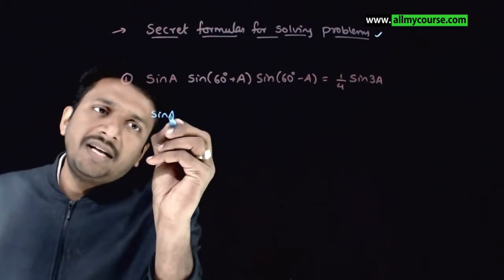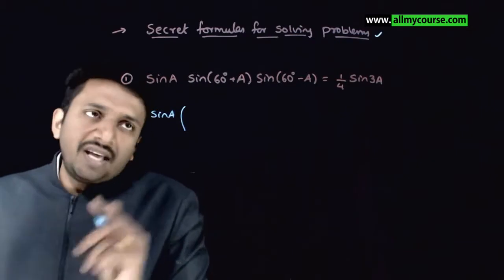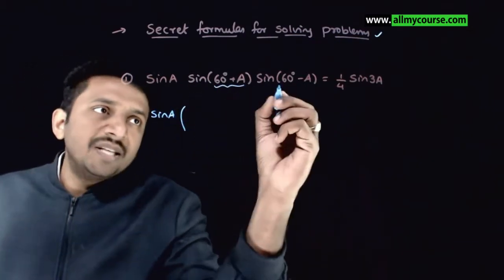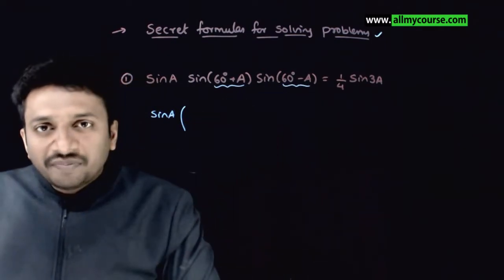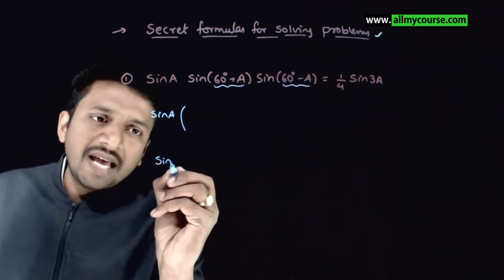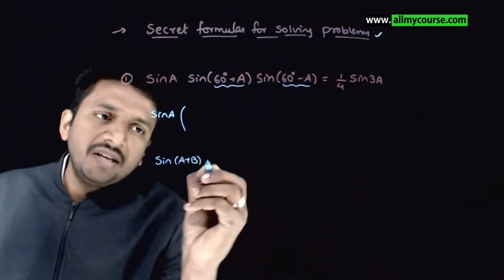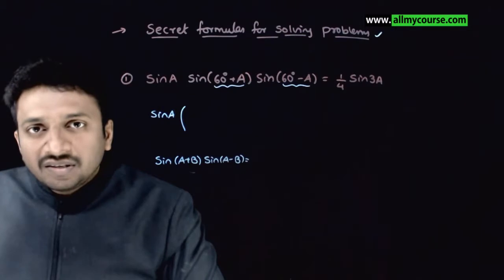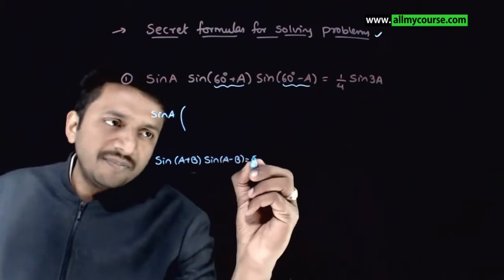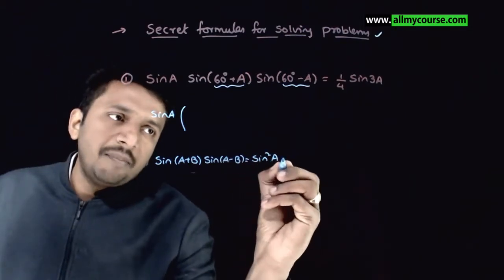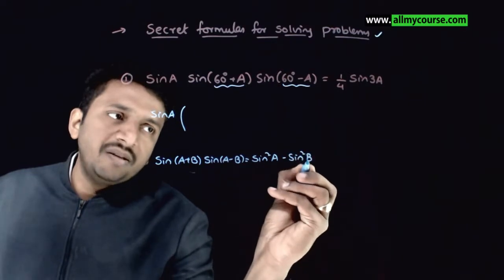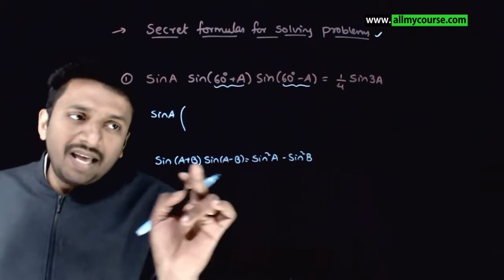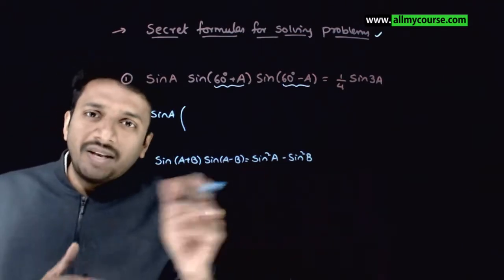So sin A times sin 60 plus A, I can use compound angle formulas for this. We have the formula sin of A plus B into sine of A minus B is equal to sine square A minus sine square B, right? We have already seen this in advanced formula. So sine A plus B into sine A minus B is sine square A minus sine square B.